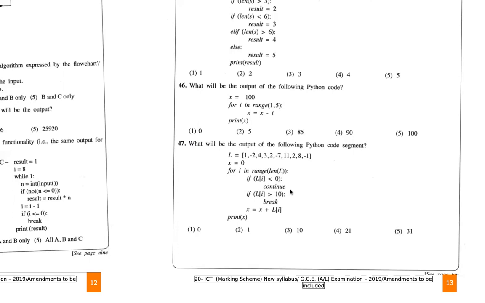If less than 0, continue. Continue means the loop skips everything and comes back to the beginning for the next run. If it is less than 0, continue; it will skip these things. The minus numbers will be skipped.